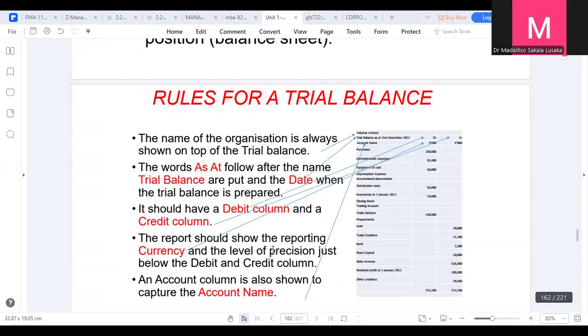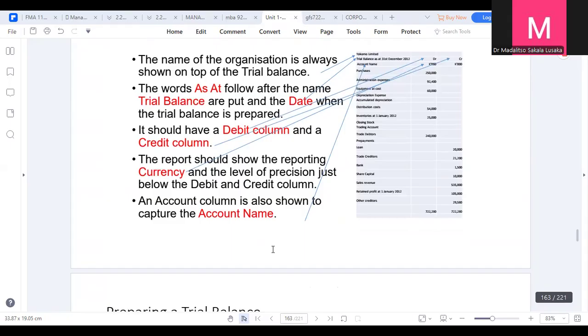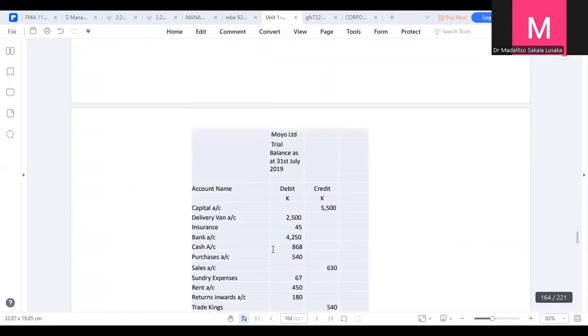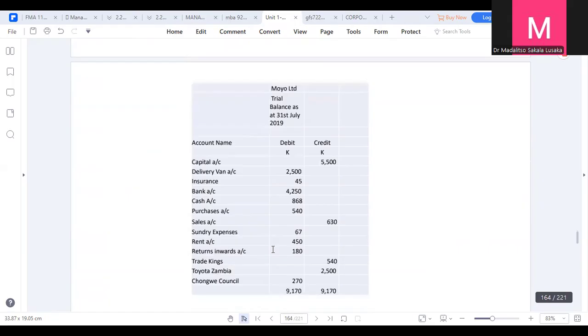Then you total up. So these are the accounts that we've been balancing off. What is the total on the left side should be the total on the right side. So this is how we do the balancing off.